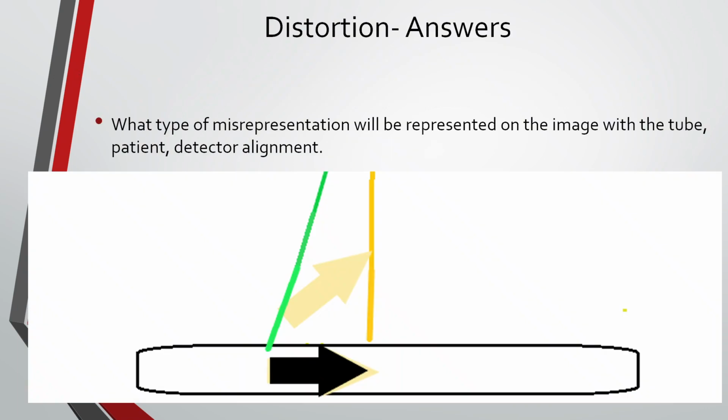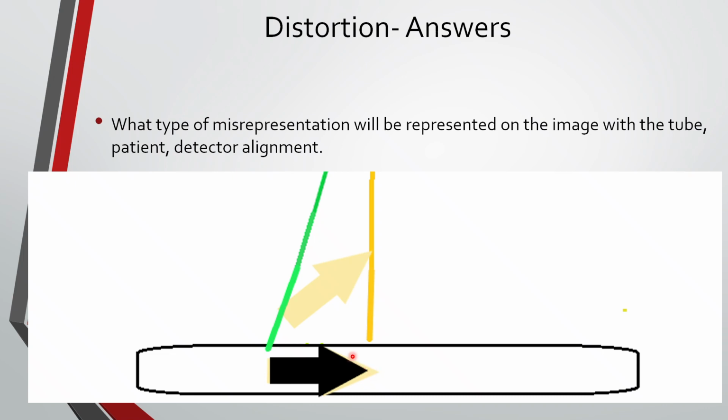This next question, we had an image that was given, and it says, what type of misrepresentation will be represented on the image with the tube patient detector alignment? So we have the patient is misaligned here. So this would be the patient part. All right, the tube was perpendicular, the IR wasn't misrepresented.